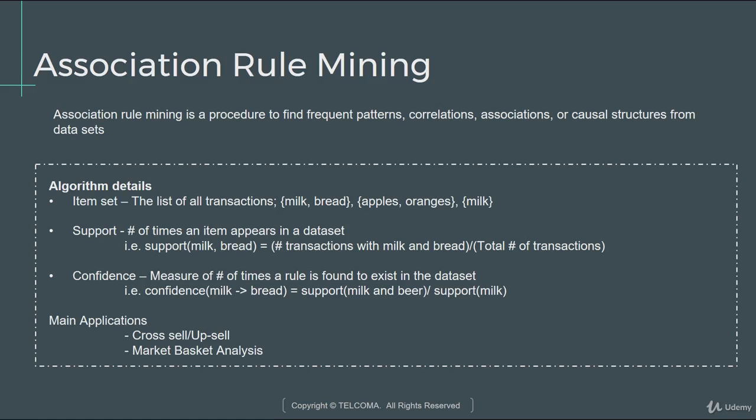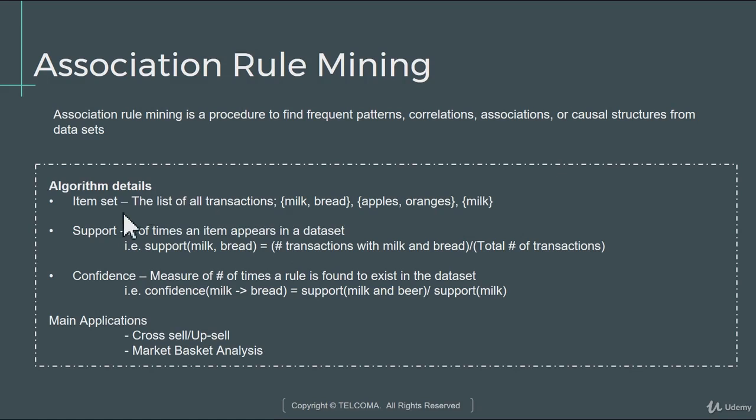Now this is the crux of association rule mining. It finds associations or rules or correlations between different objects and reports them as insights. Now we can divide this process into three stages. First stage, we define the item set. The item set would be a list of all transactions. Like let's say milk and bread will be one transaction. Apples and oranges would be another transaction. Just milk would be another transaction. And so on. We could have millions and millions of transactions.